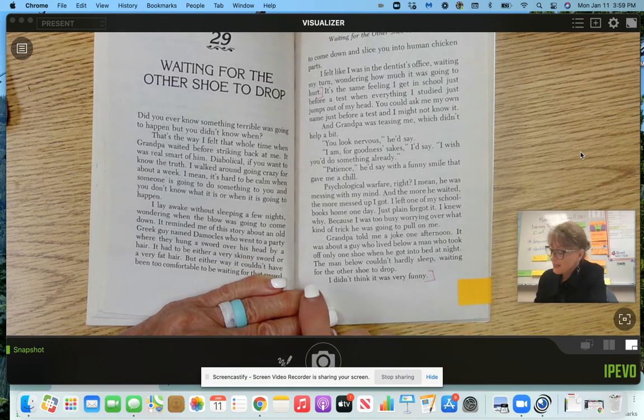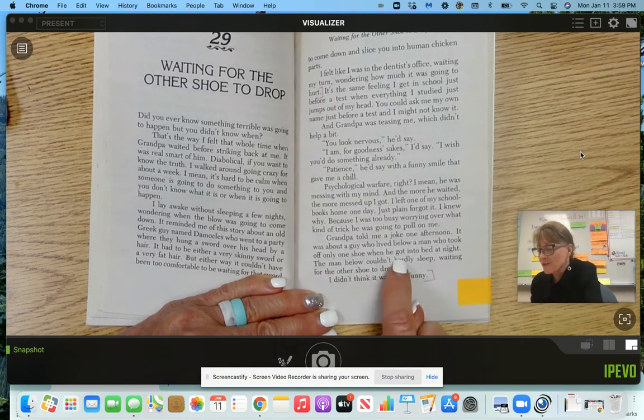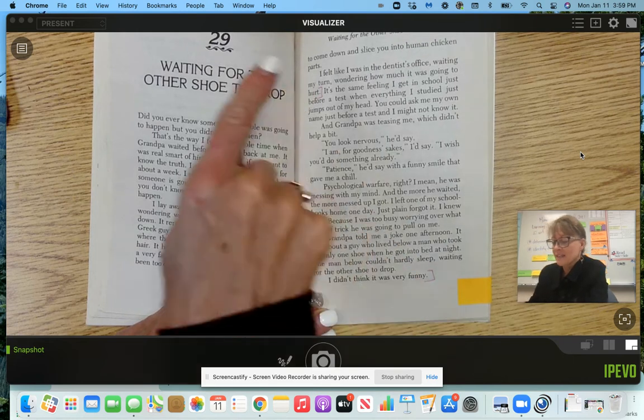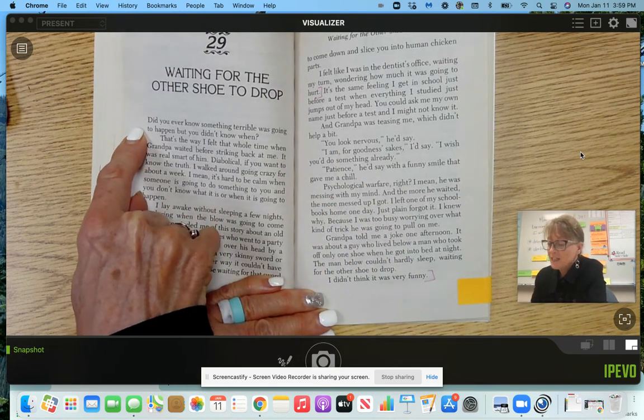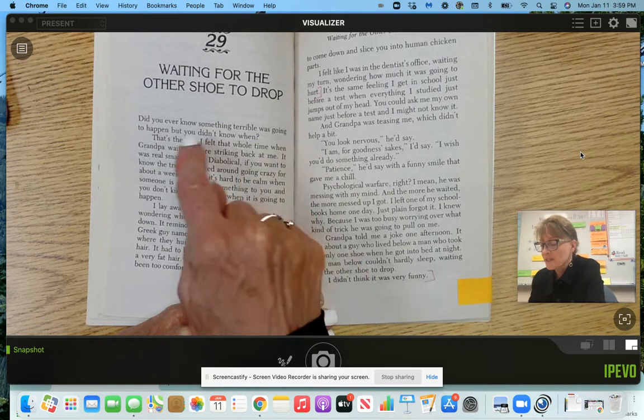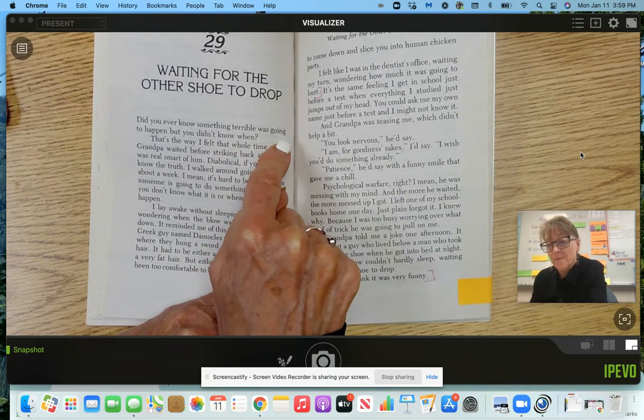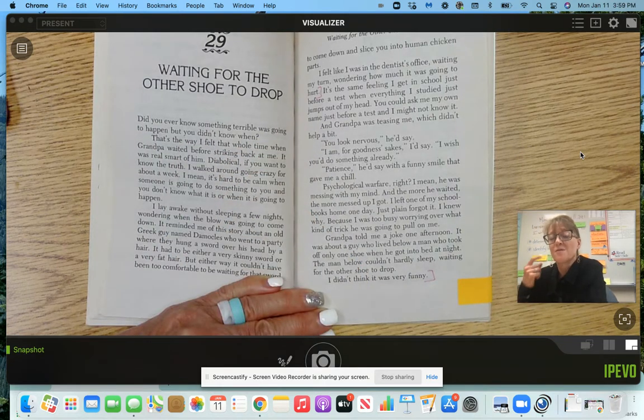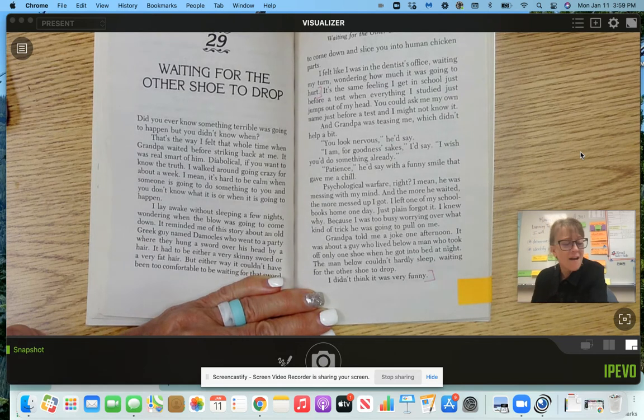Okay, so that expression, waiting for the other shoe to drop, that's connected back to our first sentence. Did you ever know something terrible was going to happen, but you didn't know when? So he's waiting. He's waiting for Grandpa's next move. All right. And I think he's really worried.